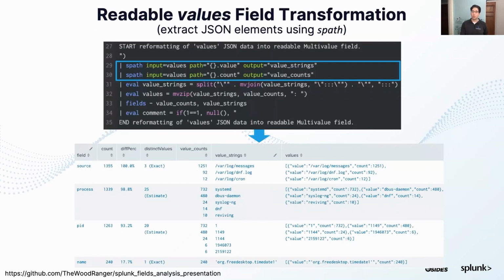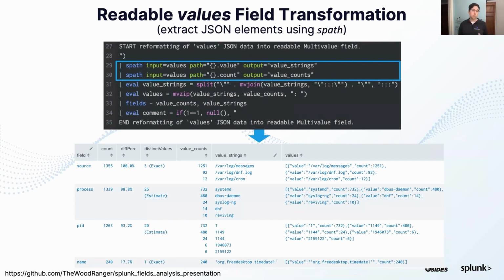All right, so now's when the fun starts. The next step is to modify this values JSON array so that we can work with it a lot easier. We start by using the spath command to extract the value and the count properties from each JSON object into dedicated fields, value strings and value counts. Now, I apologize up front because the name of the column is values. There's going to be some terminology here, so I'll try to be as clear as I can.